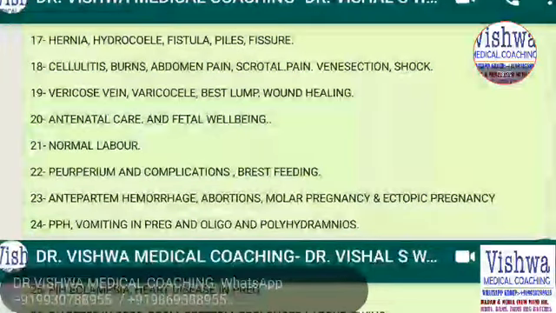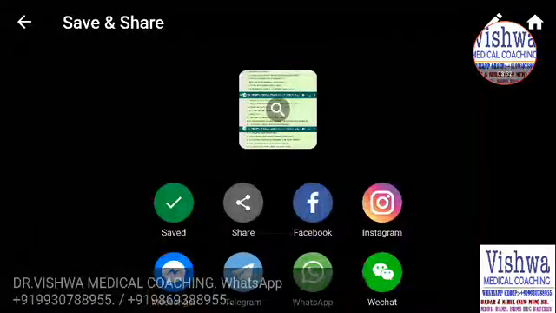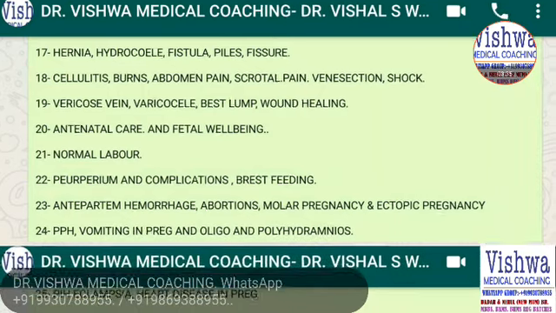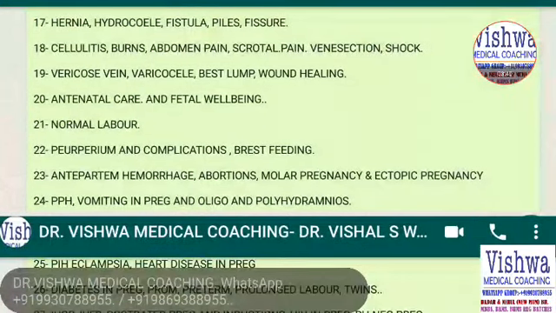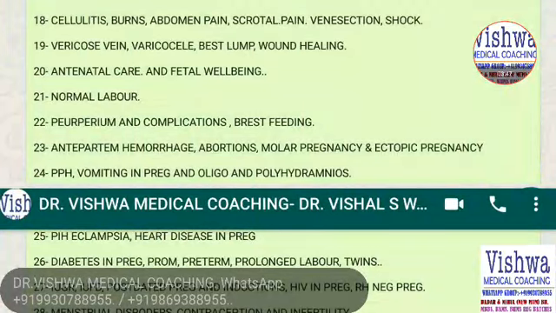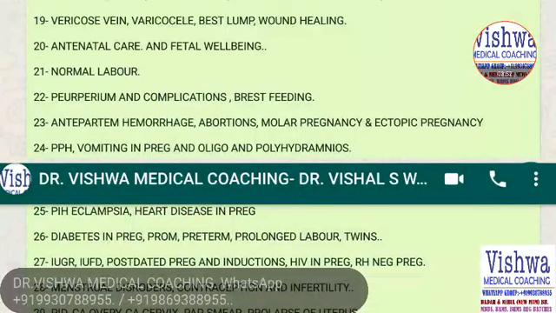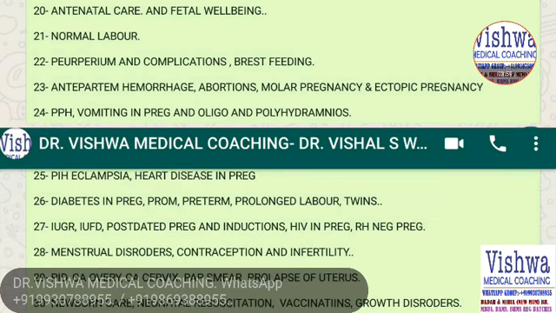Then we start the surgical topics like we have hernia, hydrocele, fistula, piles, fissure. And then we have cellulitis, burns, abdominal pain, scrotal pain, venesections, shock, varicose vein, varicocele, breast lump, wound healing. And then we start the basic gynecology topic like antenatal care and fetal well-being. In that we're going to learn about basic antenatal care. Then we have normal labor, devoted one complete lecture to normal labor, stages of labor and phases of labor and complications of the normal labor.